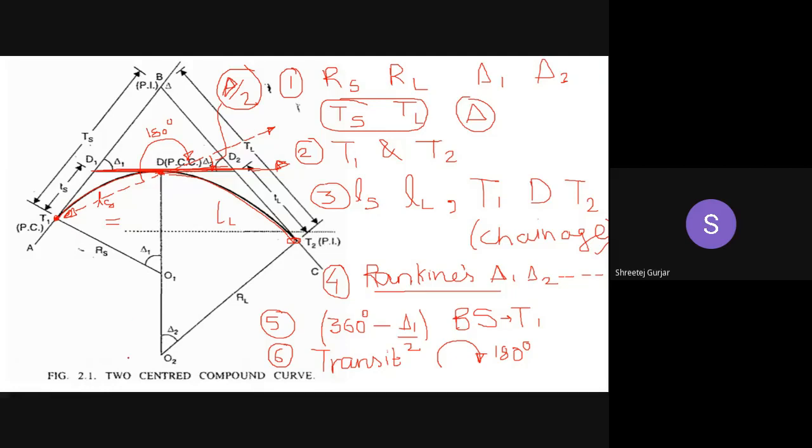Okay, so there is one check which you can apply after you are done with all the things. So what is that check? Let me show you. The check is the angle T1 D T2. Where is this angle T1 D T2? T1 is here, D is here, T2 is here.